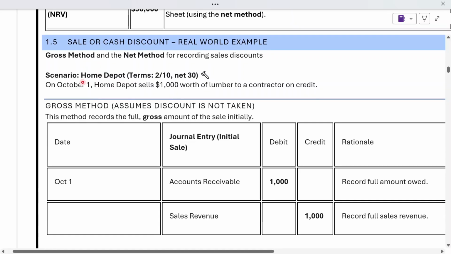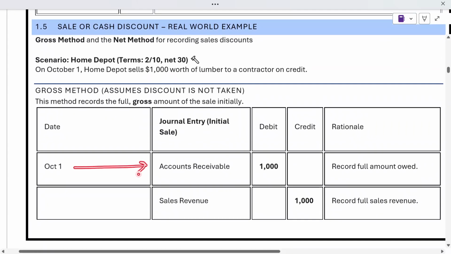Let's say there is a company named Home Depot that sells $1,000 worth of lumber to a contractor on credit. Now these $1,000 they have sold, and we are using the gross method, which simply means that all the transactions will be recorded at gross, which is $1,000. So Home Depot on 1st October initially will record accounts receivable as $1,000, the full amount. And along with that, they will record the revenue at $1,000 because they are expecting that the customers won't take the discount.